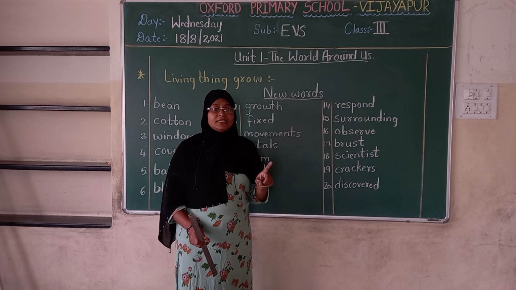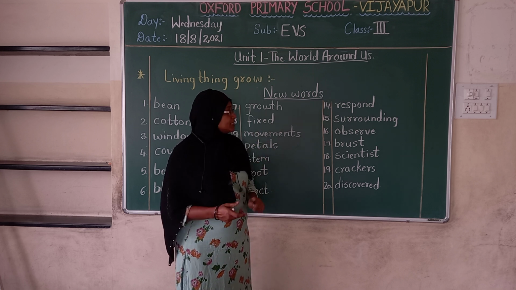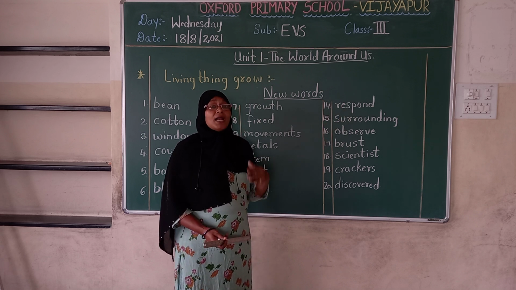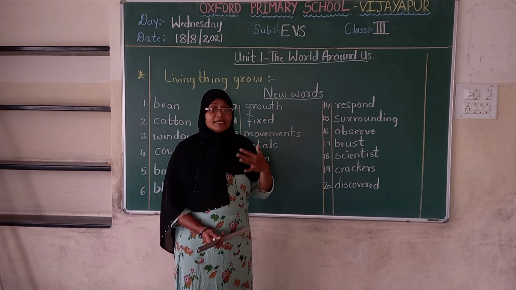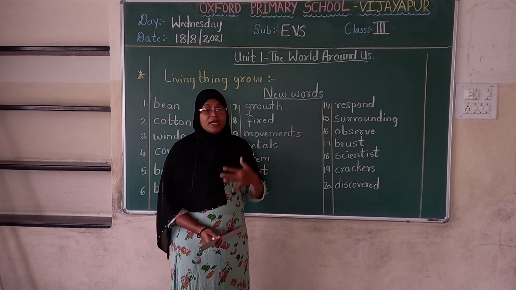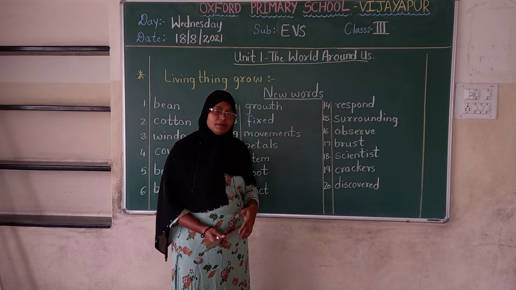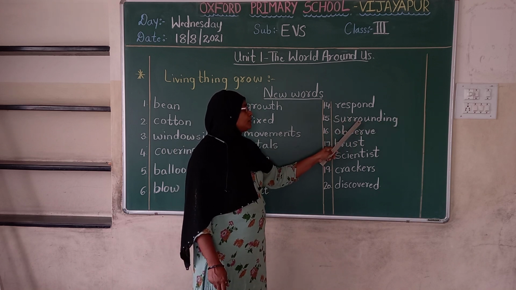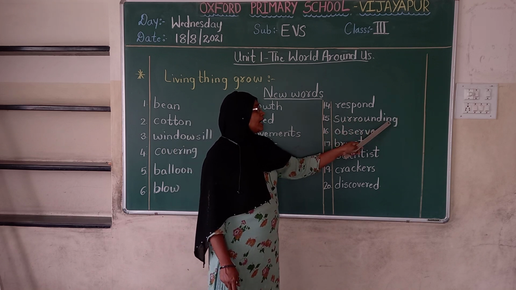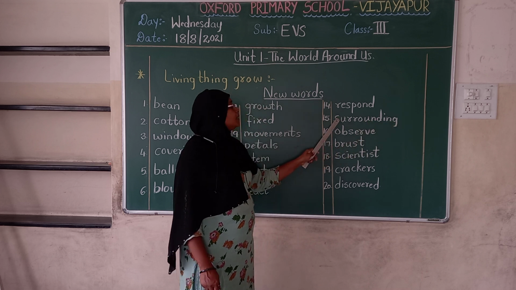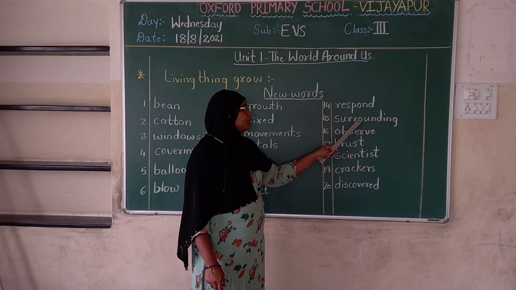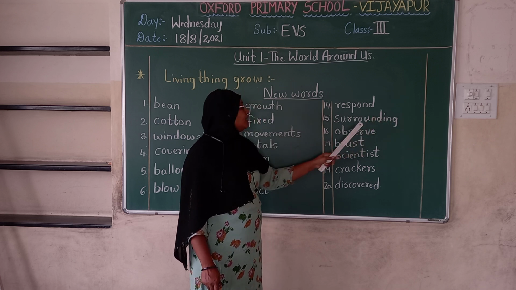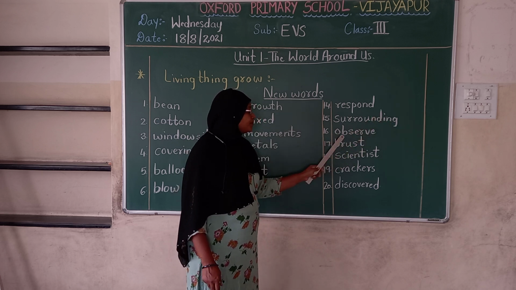A scientist, J.C. Bose, he did experiments that plants react and plants respond to us. That is what we are going to learn in our next part. Surrounding. S-U-R-R-O-U-N-D-I-N-G. Surrounding. Next one. Observe.